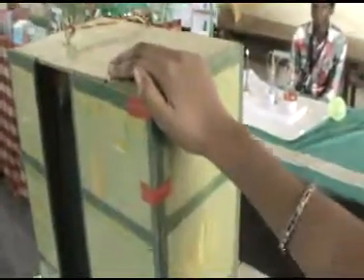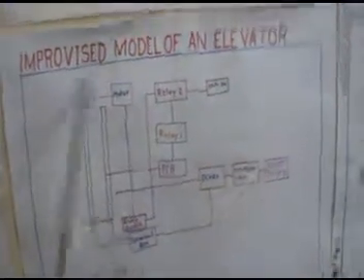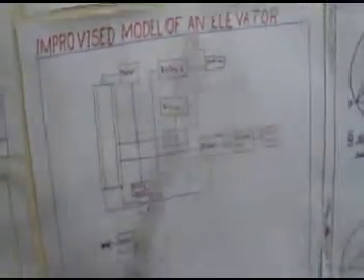And here is an improvised model using electricity and solar energy. Let me show it first with electricity, then I'll show you solar energy. First I'll explain the block diagram. Power is supplied to the transformer. The transformer transmits the power in the circuit.